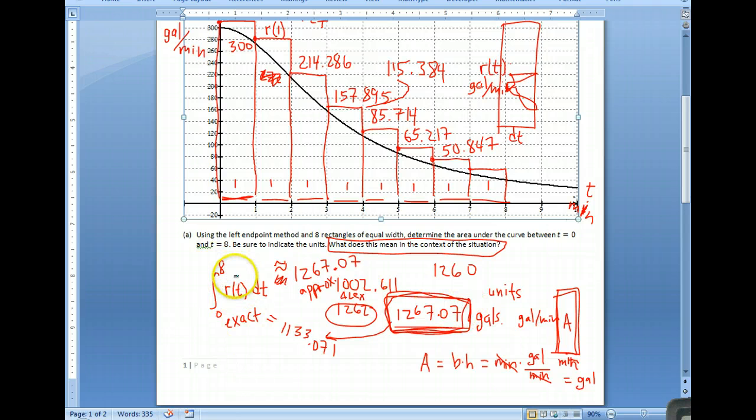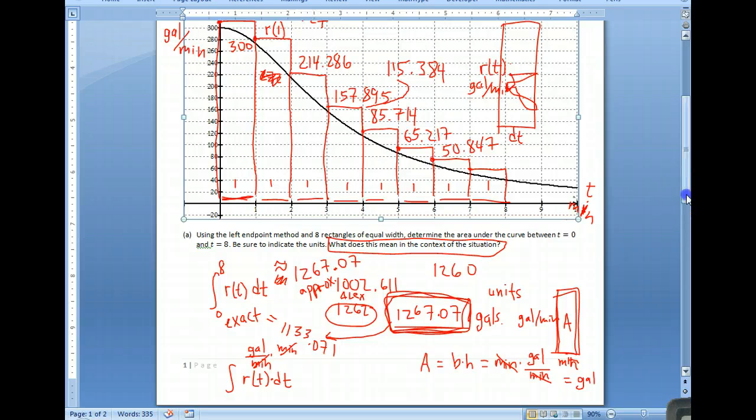Or the other way to think of it, when we did the r of t dt, r of t is gallons per minute, dt is minutes, and those cancel out when you multiply, because this is multiplication here. So this answer is in gallons.